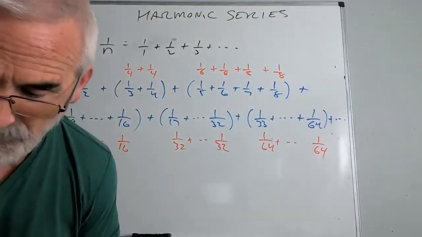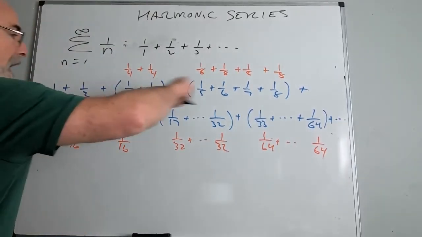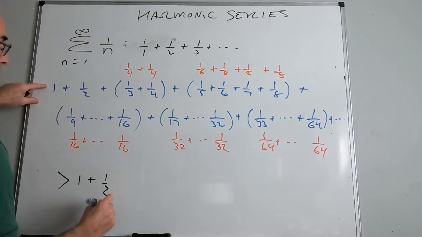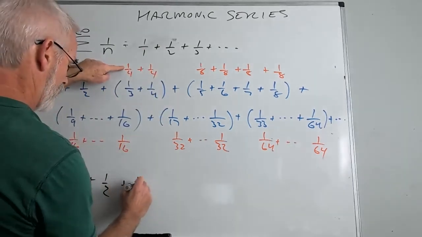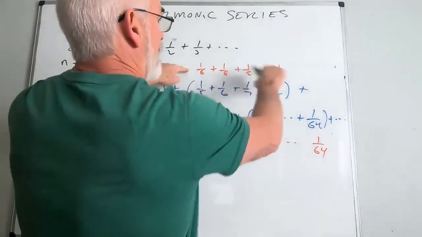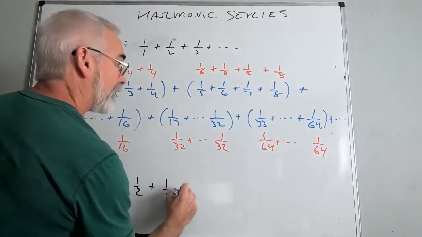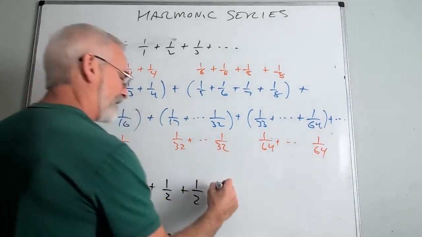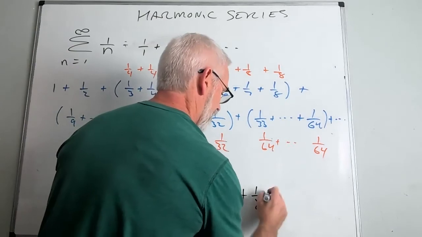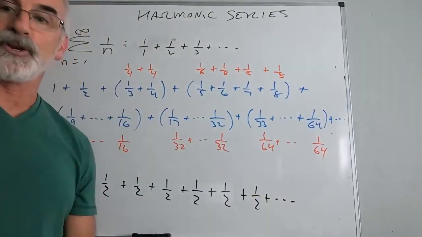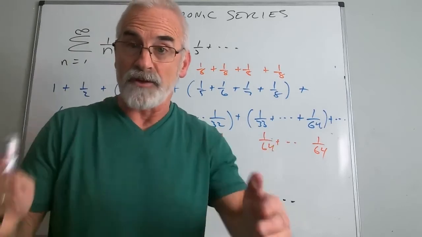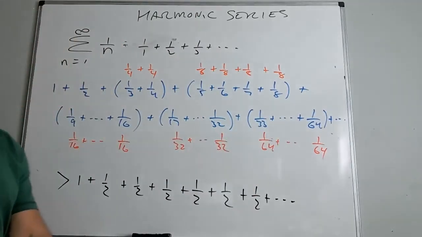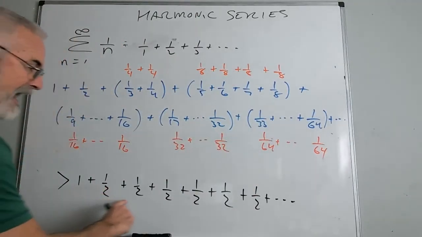So why would we care about that? That means my sum right here is bigger than 1 plus a half. By the way, a fourth plus a fourth, that's a half. How about an eighth, an eighth, an eighth, an eighth? 4/8. Oh, that's a half. And here I have 8 sixteenths. That's a half. And that's a half. I said I can group these forever. And as long as I group them in this pattern, my harmonic series adds up to a number that is larger than 1 plus a half forever.